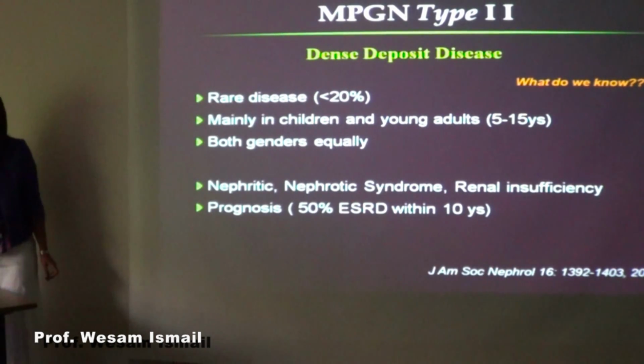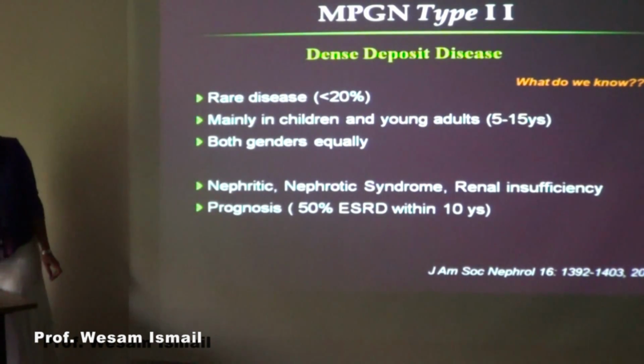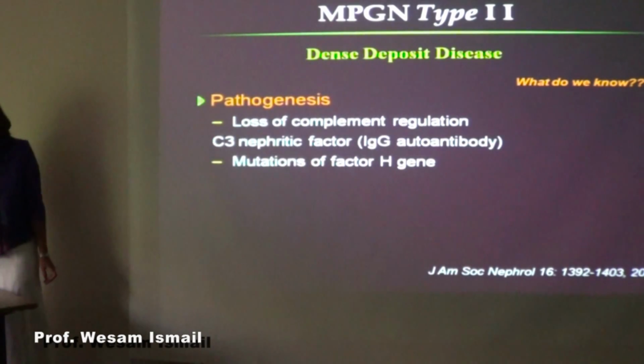Both genders are affected equally. Patients can present with nephrotic syndrome and renal insufficiency. It has a bad prognosis. 50% proceed to end-stage renal disease within 10 years.